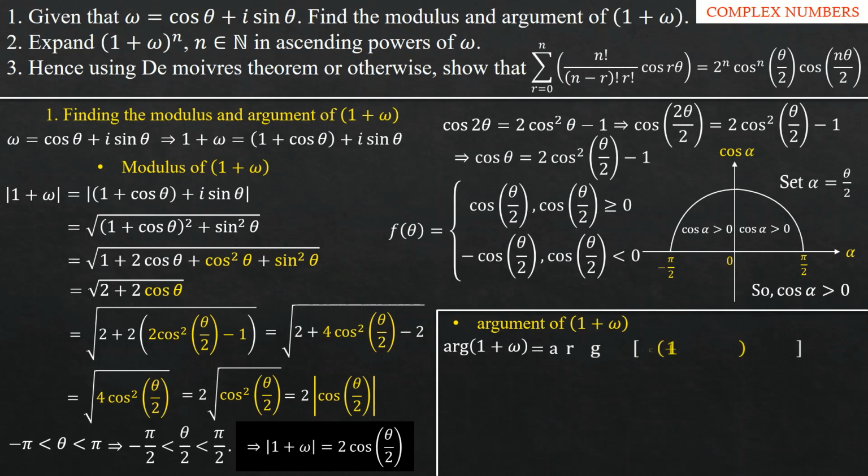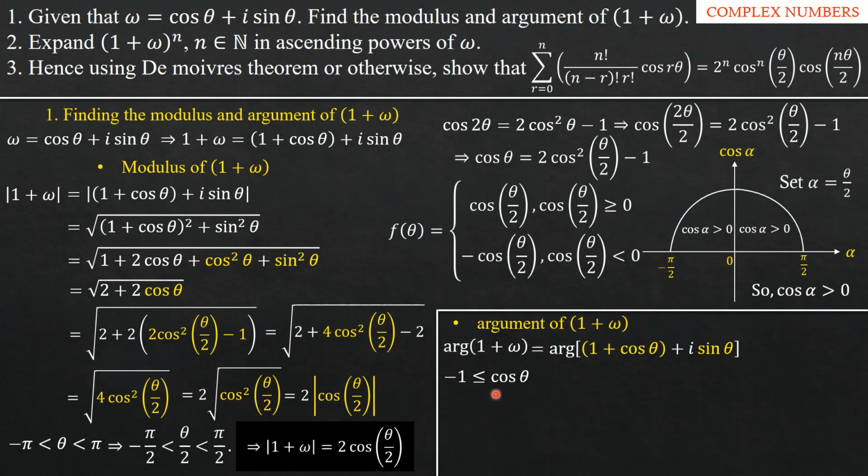Alright, so the argument of 1 plus omega is simply the argument of 1 plus cos theta plus i sin theta, because the interior here is 1 plus omega. Now this is the real part, 1 plus cos theta. This is the imaginary part, sin theta. We know theta is between negative pi and pi. So let's look for the sign of 1 plus cos theta in that interval.